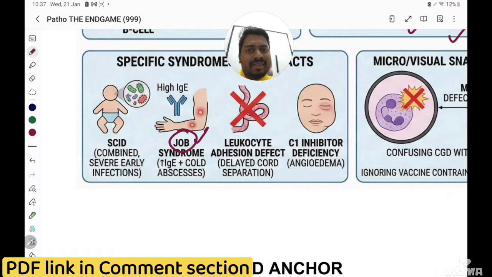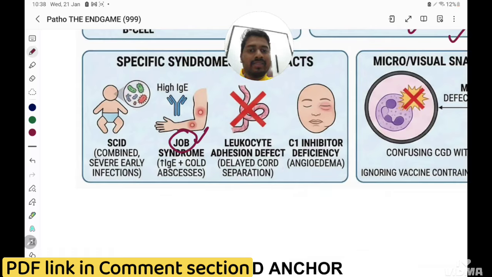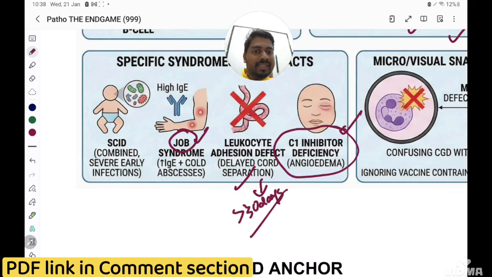The third important one is leukocyte adhesion defect. This is type 1, where, if you had watched part 1, you will remember there is a defect in beta 1 integrin. What are integrins? Go back and watch. I think it was module number 1, that is acute inflammation, where we had studied leukocyte adhesion defect. There is delayed separation of the umbilical cord, that is after 30 days. And then C1 inhibitor deficiency causes hereditary angioedema. These are some of the most common questions that are asked.